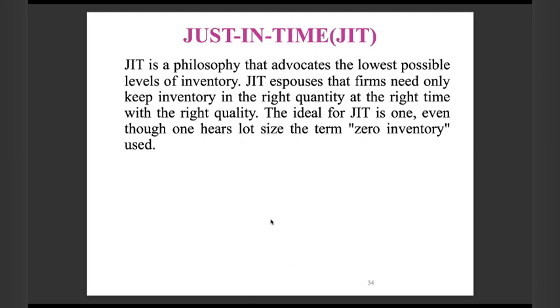The ideal for JIT is one unit lot size, even though one hears the term zero inventory used, right? There can be zero inventory actually. Right time, you are getting the order, so you don't need to hold inventory. You are using it for production. Right quantity is there, so you won't have any leftovers. Right quality will be there. So the obsolete inventory, likewise, all these things can be avoided.